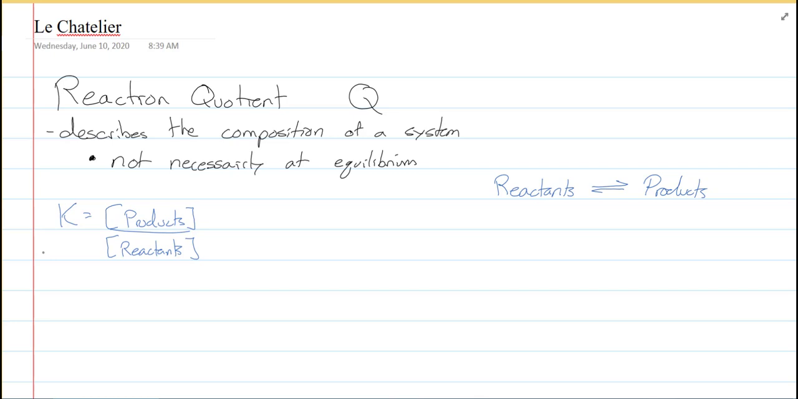Well, Q is also the concentration of products over the concentration of reactants, just like the equilibrium constant expression is. But Q tells us the conditions of the reaction at that time. So Q does not have to equal K. Q tells us where we're at in reactant concentration and product concentration relative to the equilibrium position. So we might add something to an equilibrium system, or we might take something away from a system. How is that system going to respond?